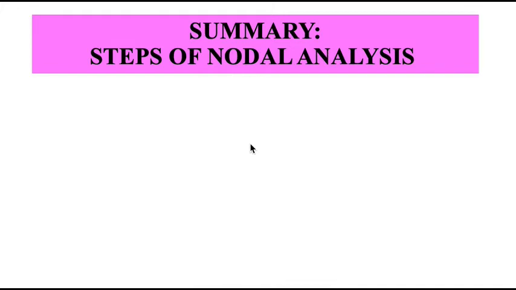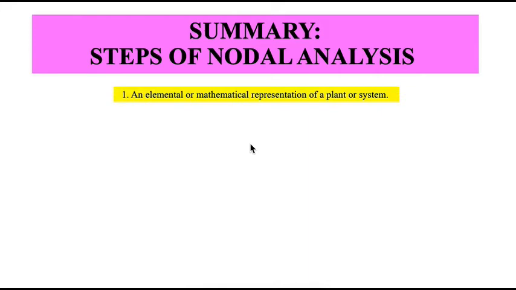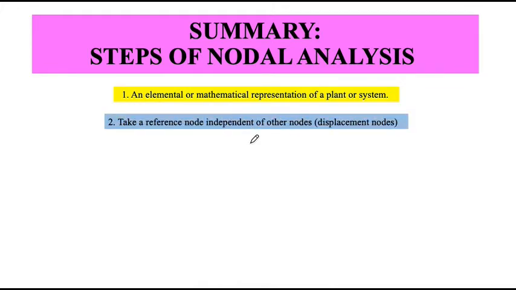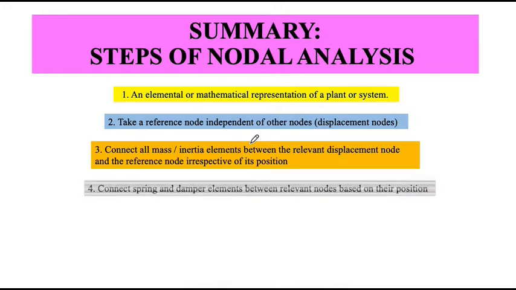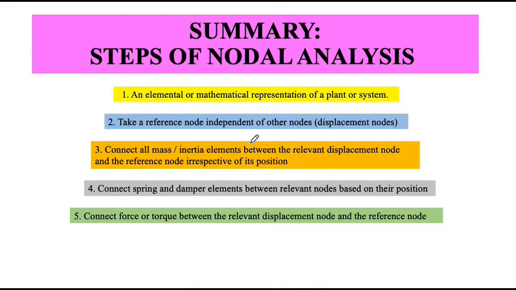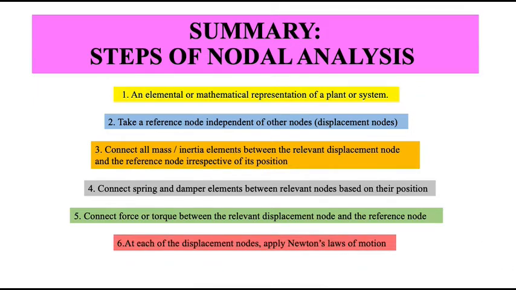How do we identify the steps of nodal analysis, or how do we come about getting our model? First, identify the number of nodes, which equals the number of displacements. Select the reference node and then connect all the basic elements, which are the mass or inertia elements, according to their position. Similarly do so for springs and dampers, and if there is an external force or torque, also add it to the system. And then finally apply Newton's law of motion to arrive at your desired equations.